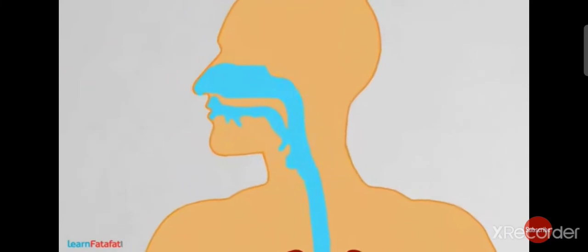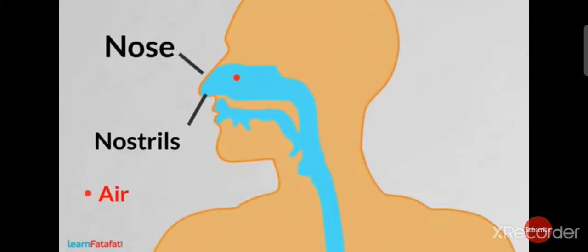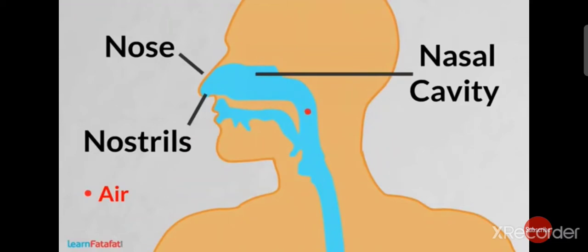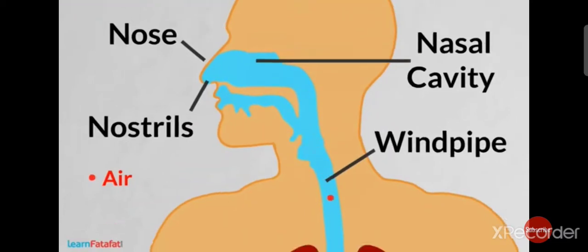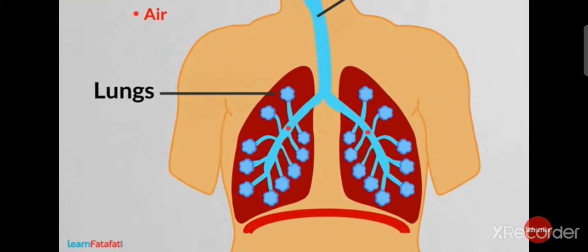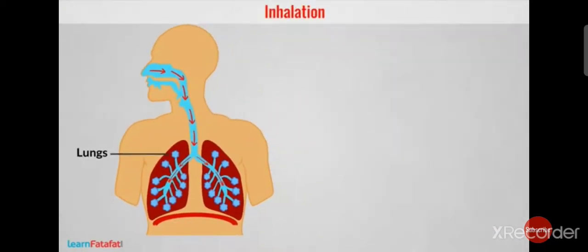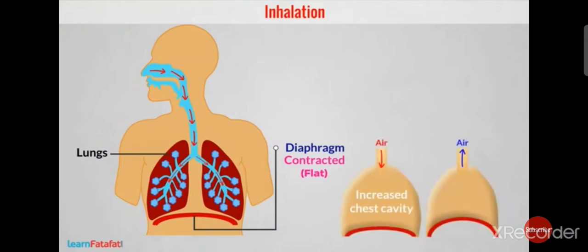Air enters the body through openings of the nose called nostrils. It flows through the nasal cavity, enters the windpipe and then gets filled in the lungs. This is inhalation. During inhalation, the muscular sheath called the diaphragm, situated below the lungs, undergoes contraction, due to which the diaphragm moves downwards and becomes flat. It causes an increase in the chest cavity. With this movement, the pressure of air outside the body becomes larger than the pressure of air present in the lungs. To equalize the pressure, air rushes into the lungs.